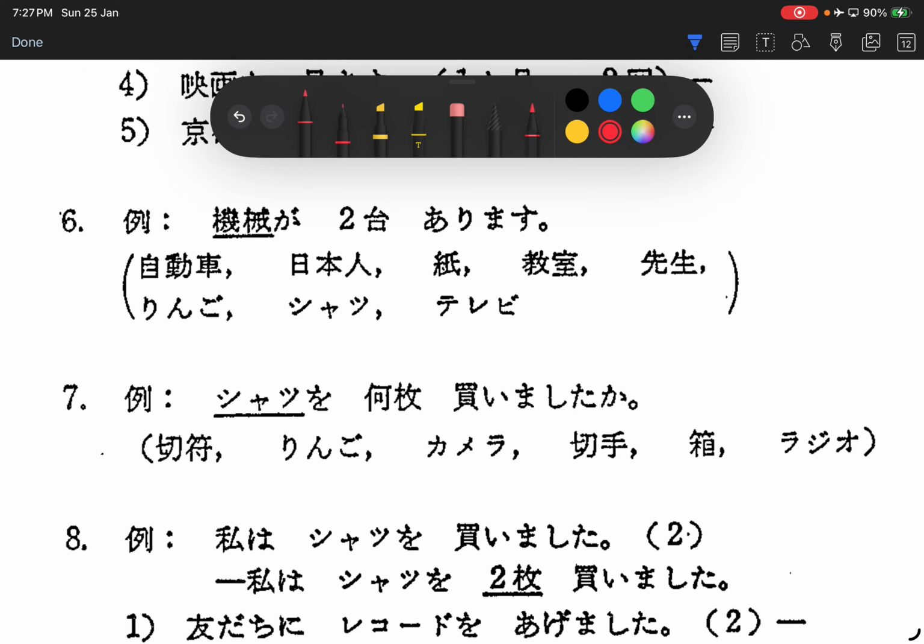Right, 自動車が2台あります。So we don't count 2つ. We don't count paper 2枚. Okay, next, 日本人. How to count 日本人? 2人。Okay, 紙? How do we count paper? 2枚。Thank you. So, 紙2枚あります。Okay, next, 教室.